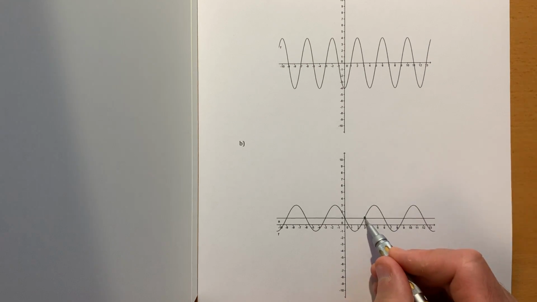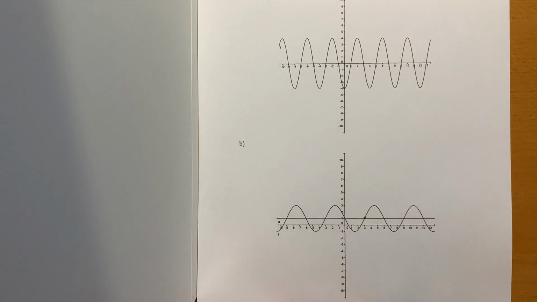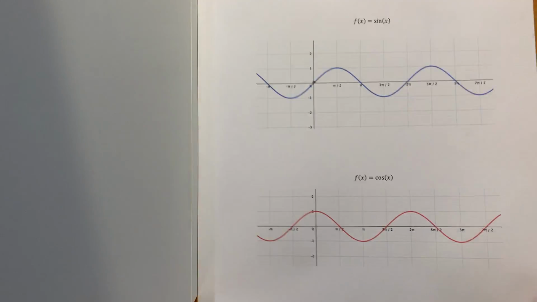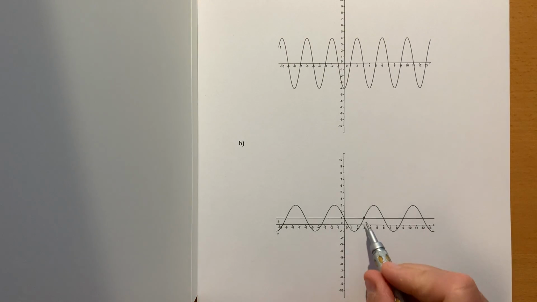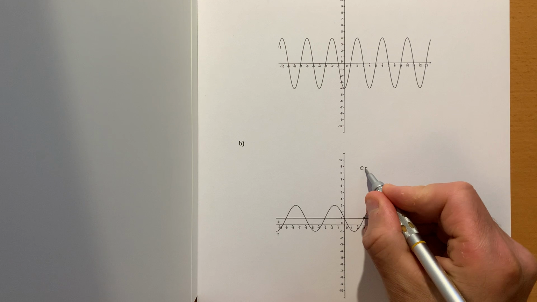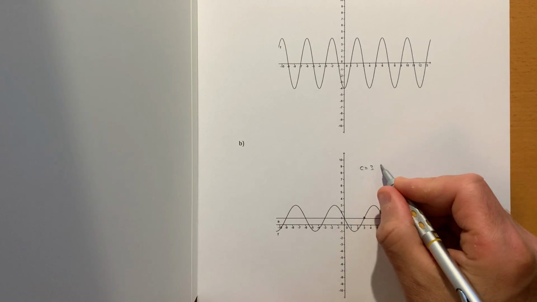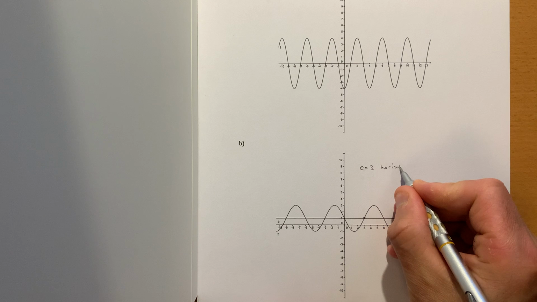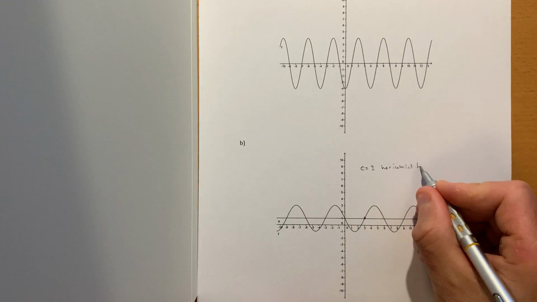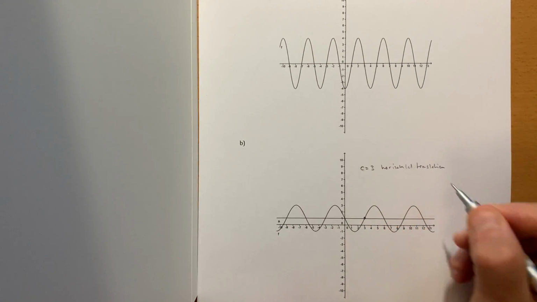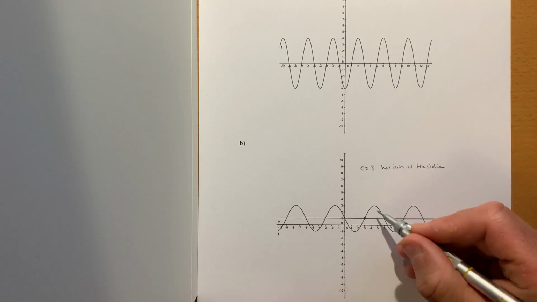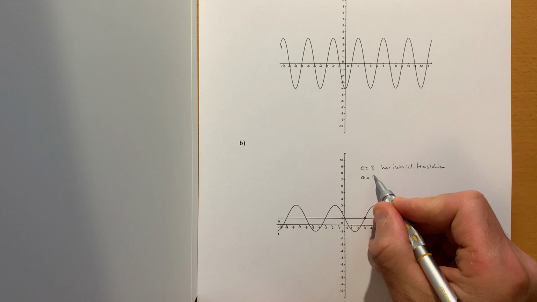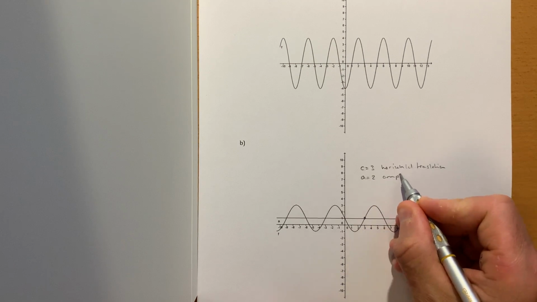If you start at 3, you have a horizontal translation of 3, because look, a normal sine function would start at the origin, but this one starts at 3. So c is equal to 3, horizontal translation. And then the amplitude is very easy, 2 up and 2 down. So a is 2, amplitude.